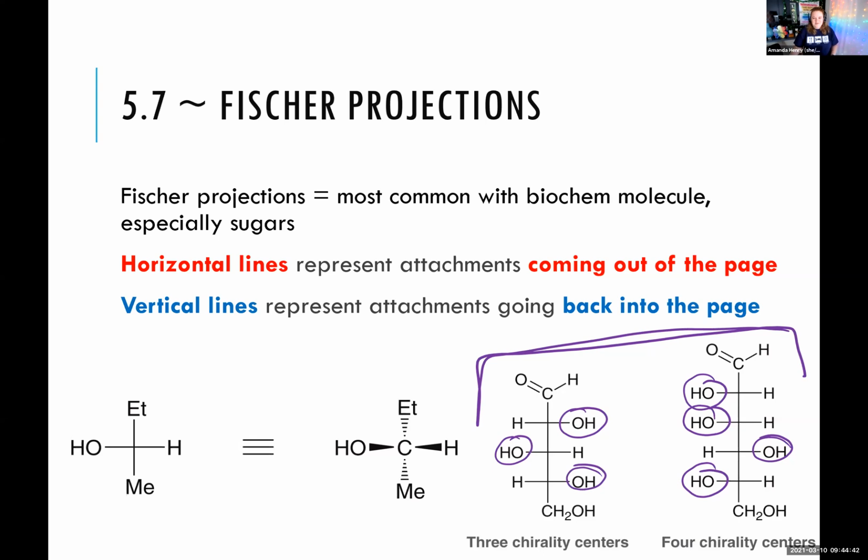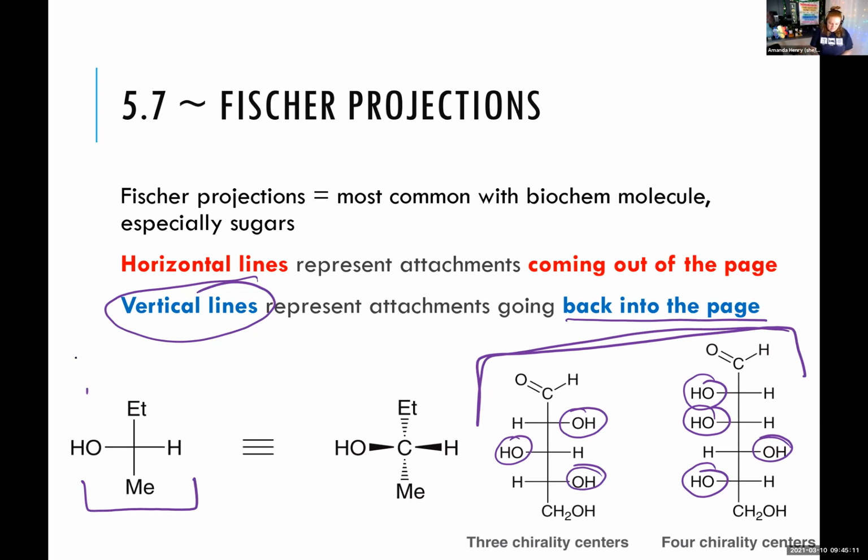All right, so there's my own personal opinions on Fischer projections, somehow what that turned into. When we draw that straight line representing the carbon chain, so the vertical line, it is a dash. So here's just our super basic Fischer projection for a 1 carbon chiral center. So it has an ethyl attached to it, a methyl, an alcohol, and a hydrogen.